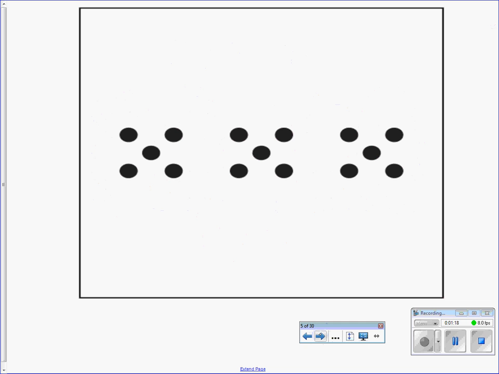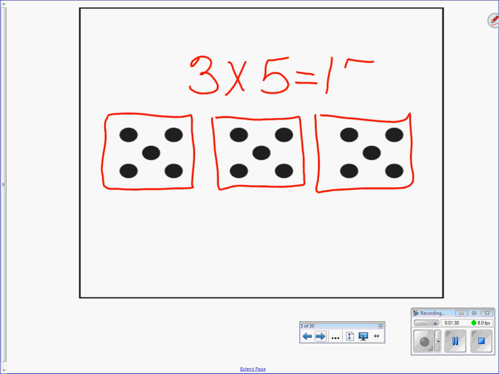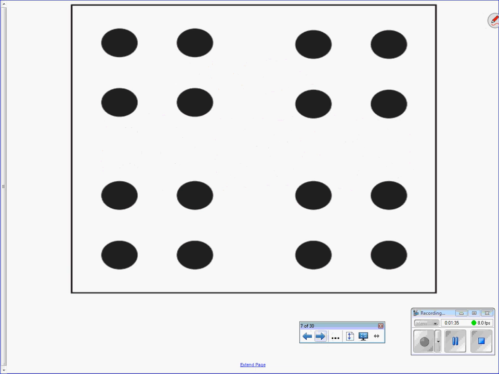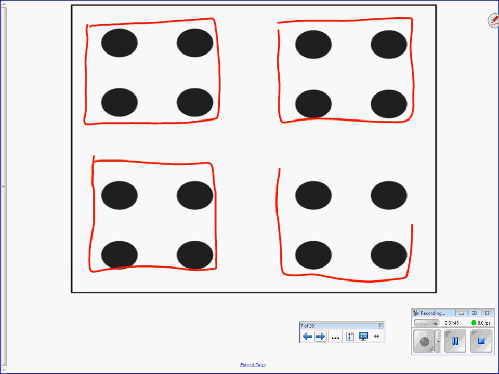Our next one is groups of 5. We have 3 groups of 5, so that would be 3 groups and 5 in each group. 3 times 5 would equal 15. On our next one, we should be seeing this as 4 groups and 4 in each group. 4 times 4 gives me 16.